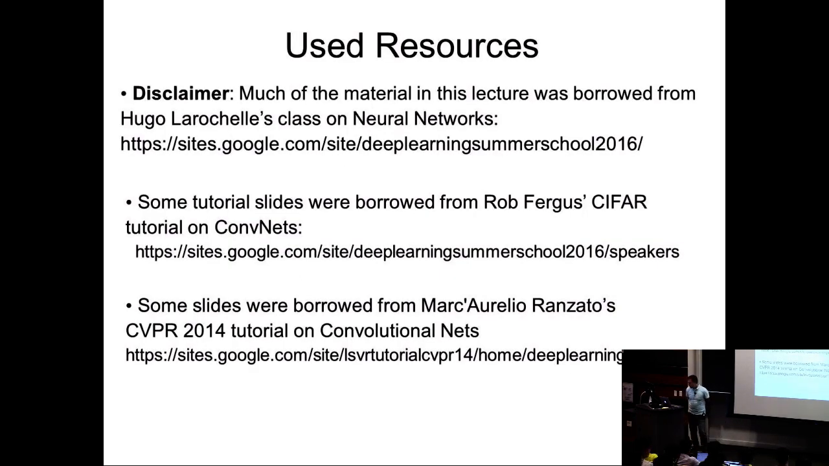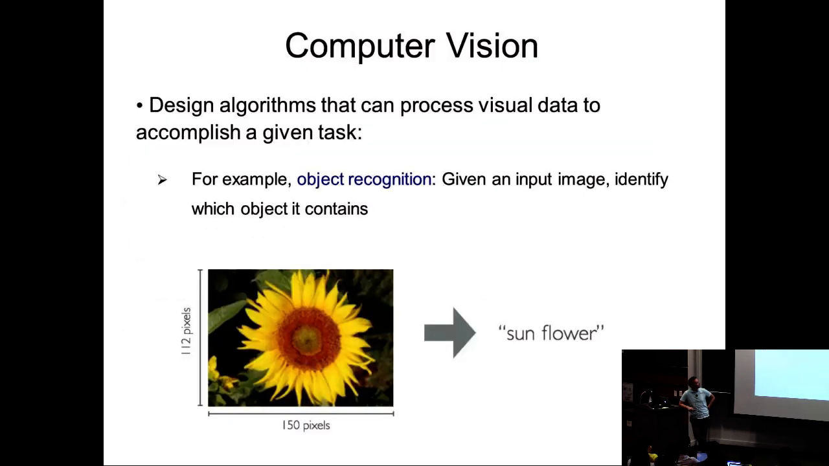Okay, so these are some good resources. As I mentioned, there is Hugo's class on neural networks. A lot of material is going to be borrowed from his class. There are going to be some tutorials borrowed from Rob Fergus's tutorial, and some slides also borrowed from Marc'Aurelio from CVPR. So Hugo is at Google, Rob Fergus is at Facebook, and Marc'Aurelio, I believe, is also at Facebook. So pretty much heavy industry oriented folks who are using these models.